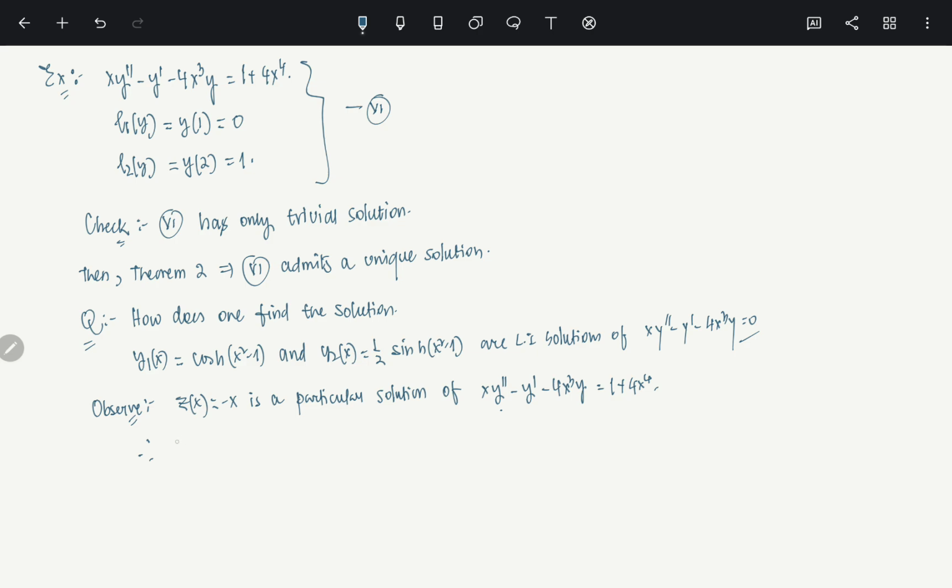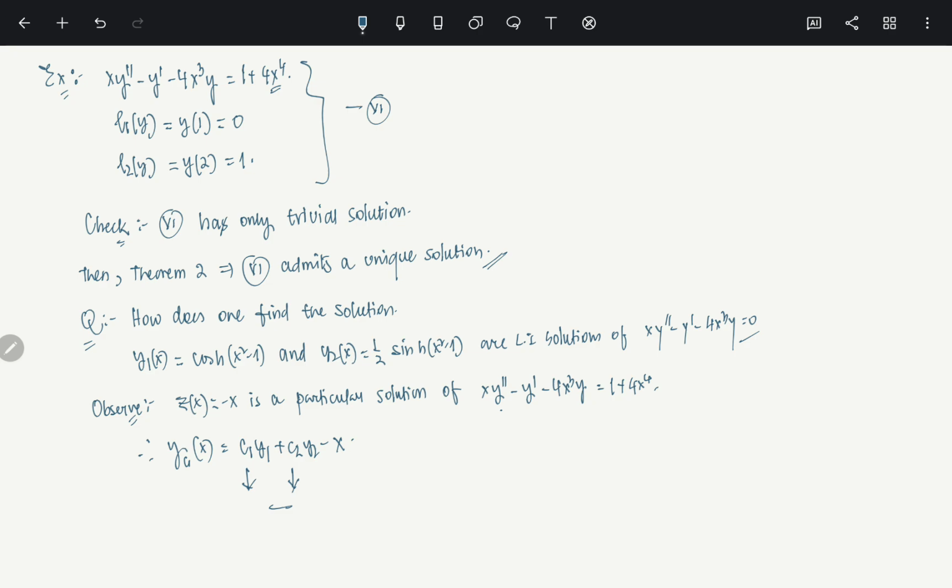So what is the general solution? Let's just say y, the general solution of x, is the solution of this problem. The general solution looks like this: c1 times y1 plus c2 times y2 plus (−x). So that's your general solution. Now we know that this system admits a unique solution, so we have to find a unique c1 and a unique c2. Let's look at it.